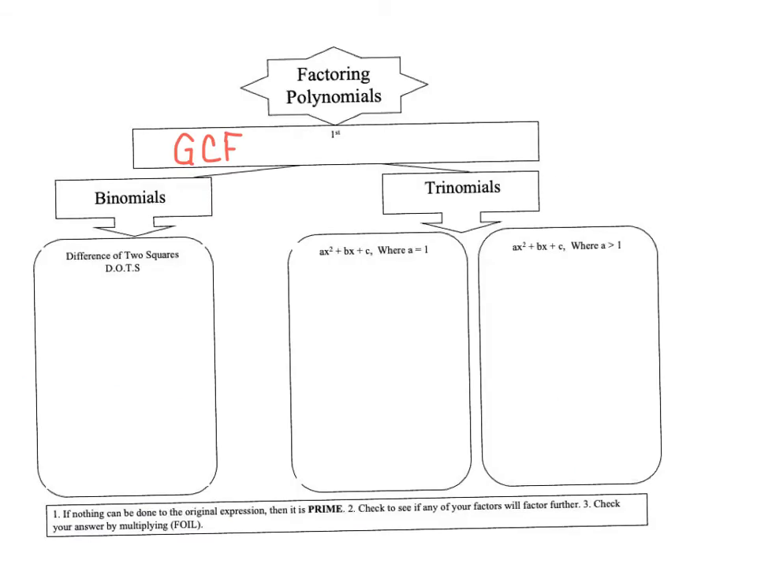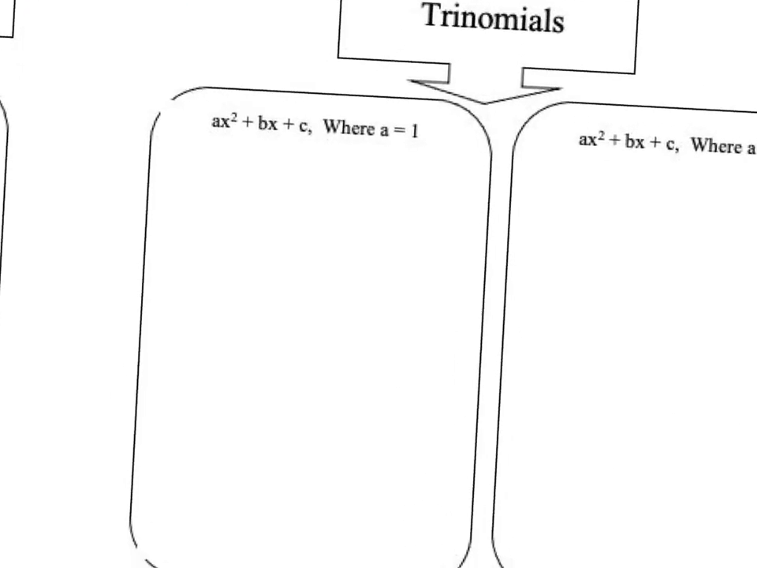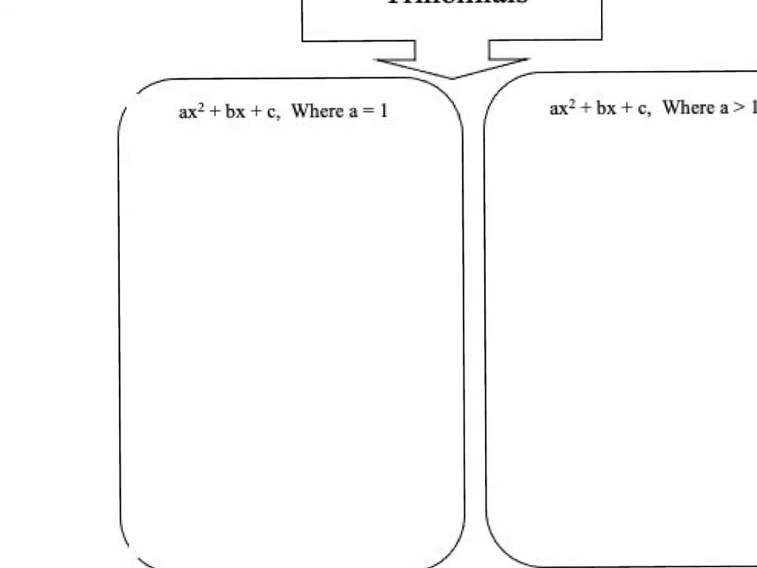So that's the type we're going to be looking at in this video. So far you've looked at factoring out the greatest common factor, then you saw the difference of two squares, where this splits into a plus b times a minus b. And now we're going to look at trinomials. Specifically, let's first look at the form ax squared plus bx plus c, where a is 1. So let's look at the trinomial x squared plus 8x plus 12.